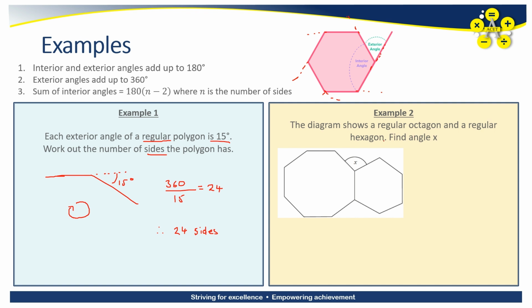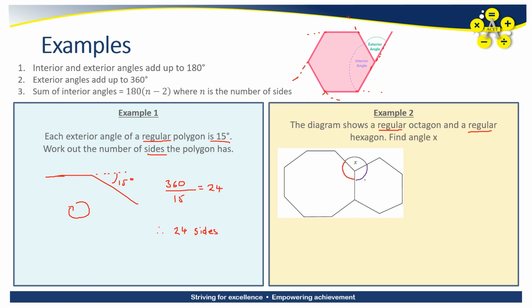Example 2 then. We've still got this word regular turning up, which tells me that all of the sides of this octagon and all of the sides of this hexagon are the same. And what we're interested in is what this angle x is here. Now there's a couple of ways that we could find the solution to this, but the way I'm going to go is I'm going to try and work out, well, what's this angle here, the interior angle of the octagon, and what's this angle in here, the interior angle of a hexagon?